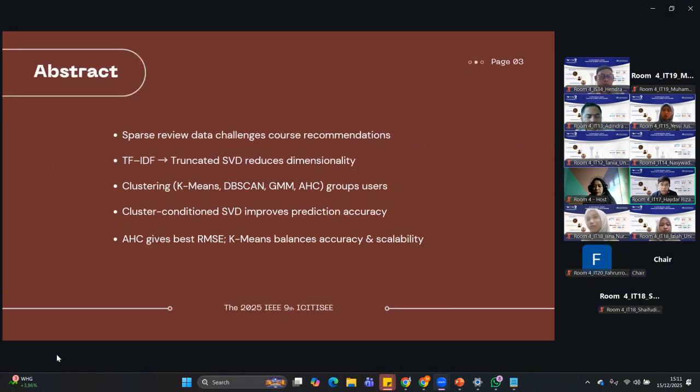So this research proposes a recommendation system that combines term frequency inverse document frequency or TF-IDF, truncated singular value decomposition, clustering algorithms, and collaborative filtering. The idea is to improve prediction accuracy by grouping similar users and reducing data sparsity before applying matrix factorization.